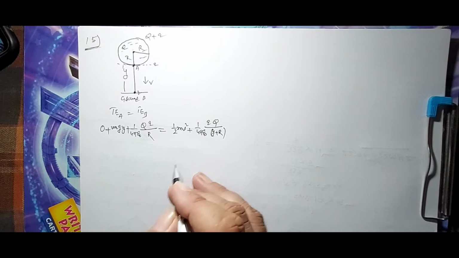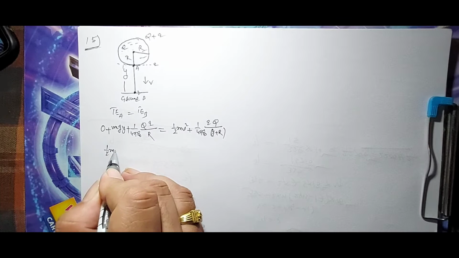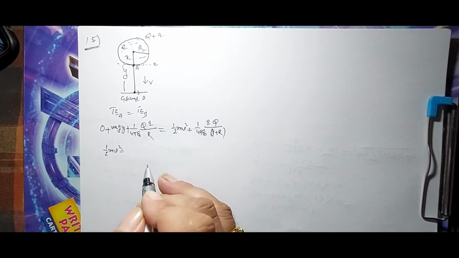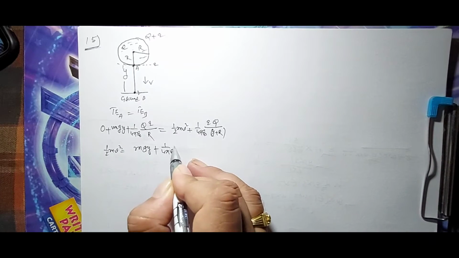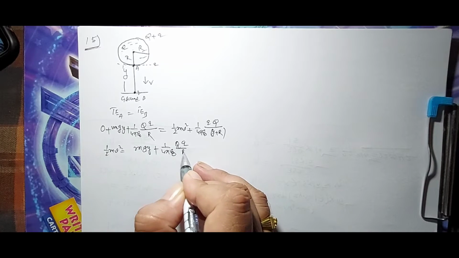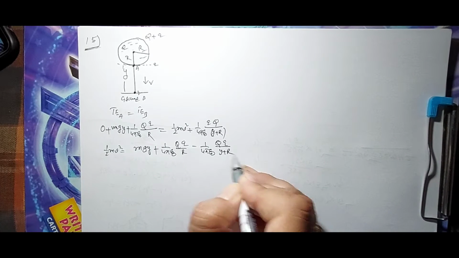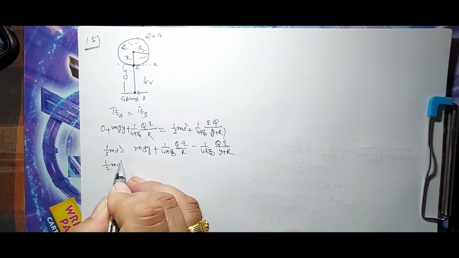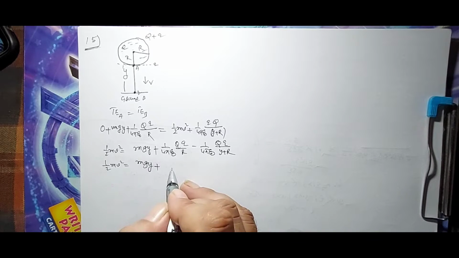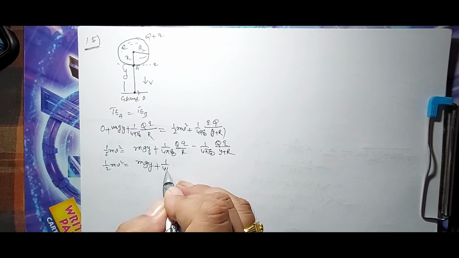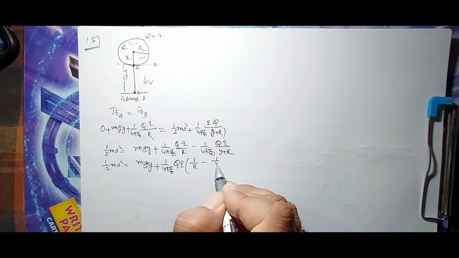Now we want to find out what v square is. So we write (1/2)mv² = mgy + (1/4πε₀)Qq/r − (1/4πε₀)Qq/(y+r). So (1/2)mv² = mgy + (1/4πε₀)Qq, taking it as common, [1/r − 1/(y+r)].